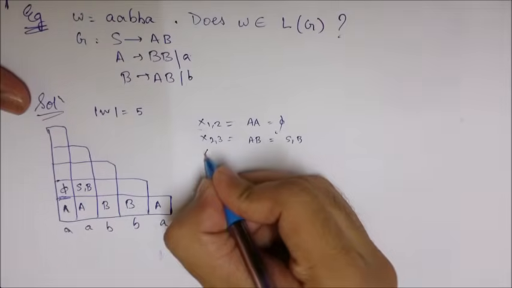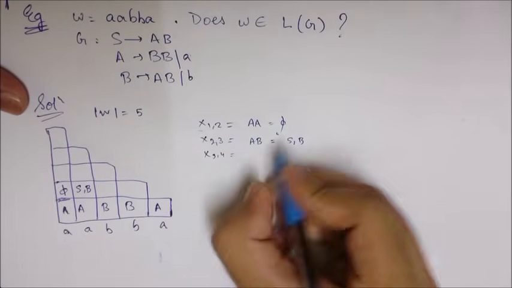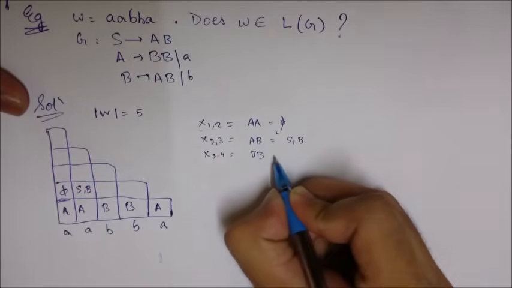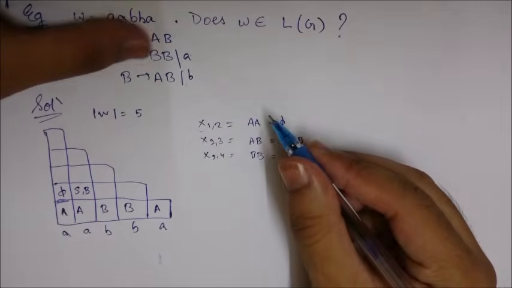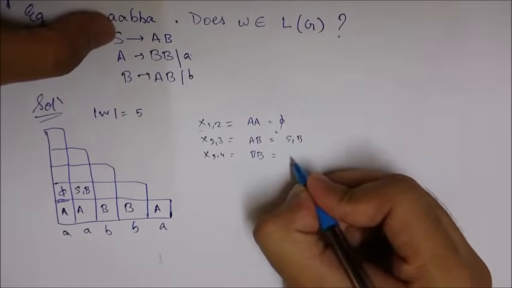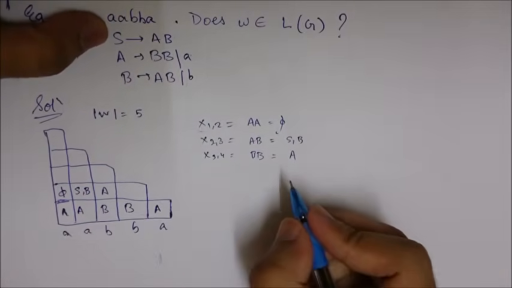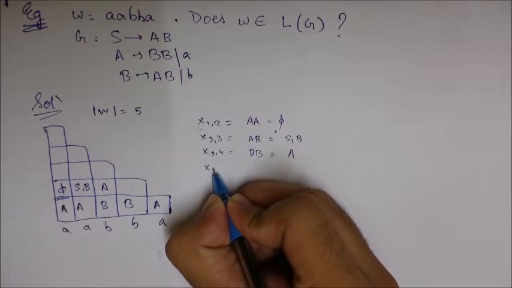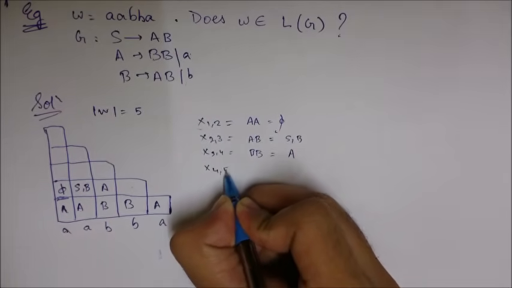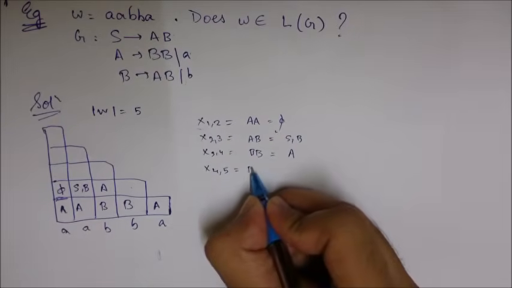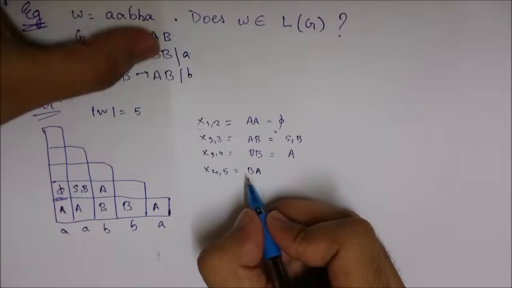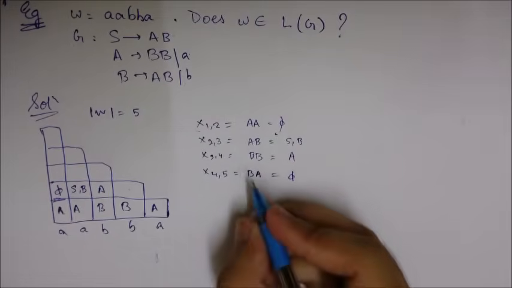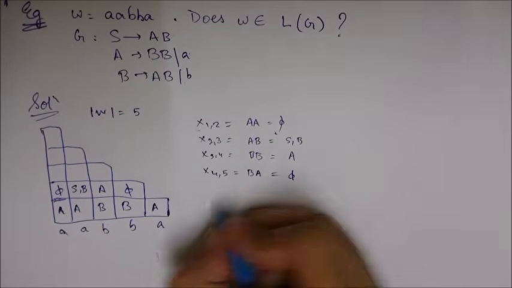S comma B. Now the next value x of 3 comma 4 equals BB. Now we check the productions. We get BB from capital A, so we write A and we write it in the table. And the next value x of 4 comma 5 equals BA, which is not there anywhere on the right in the productions, so we write 5 and we update the table.